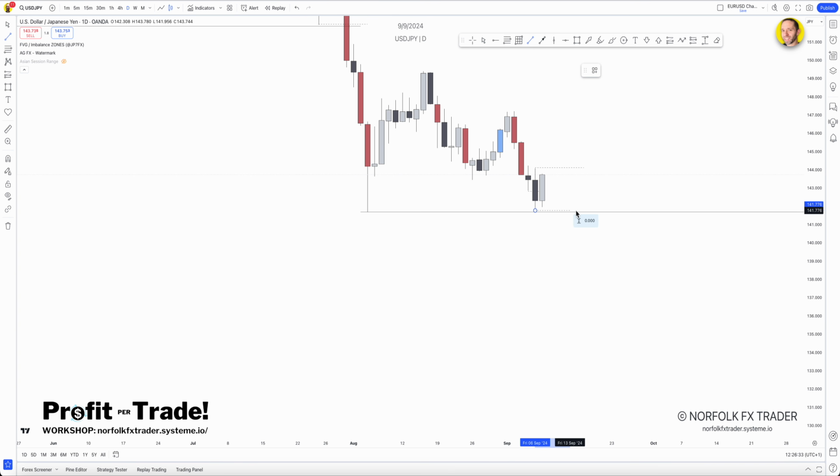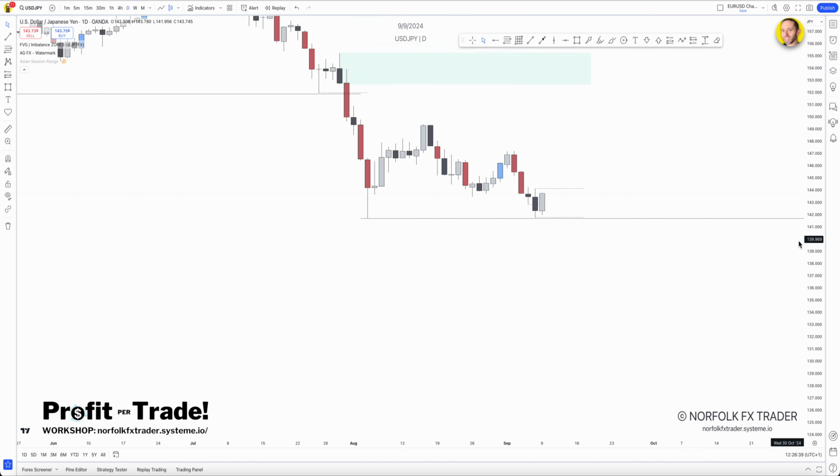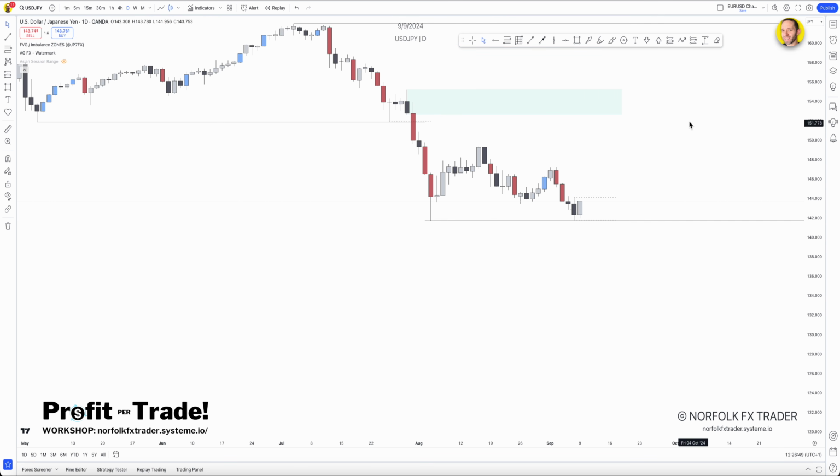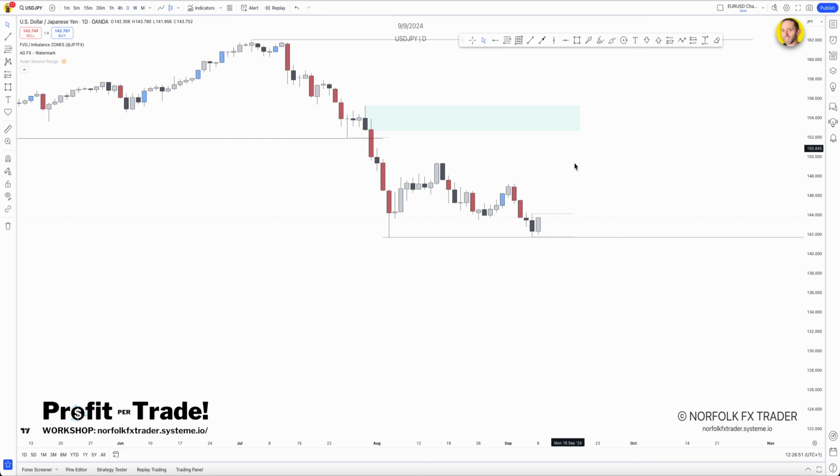Now, potentially we could still see a push down to run this low, and we continue with a bearish bias. But what we're looking for is how this candle can close today. If we close above this high, then we could see a start of a bullish move back up towards this supply. That's a longer term pullback to this area for another sell.